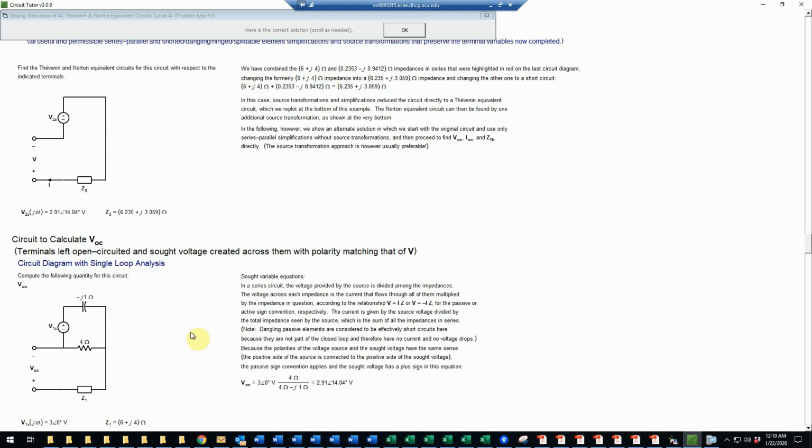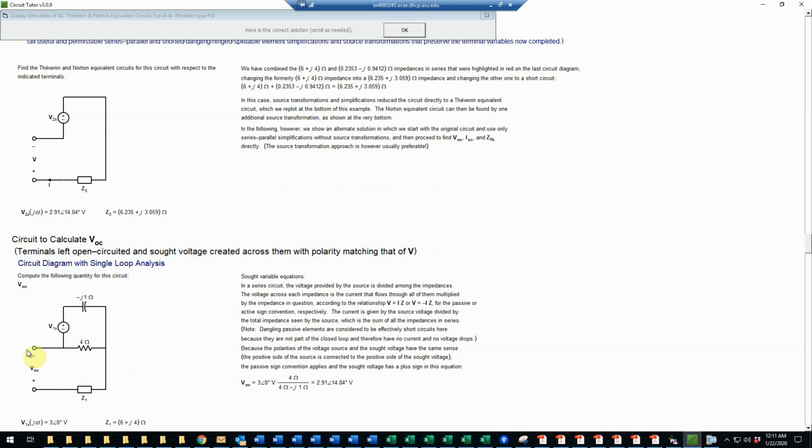Now, if you wanted to take an alternate approach, you could find VOC by replacing the terminals here with an open circuit voltage, which is now a variable across those terminals. And in this case, if you look at the circuit, there's no current that can actually exist here in Z1 because it's dangling. It's not connected to anything out here. So therefore, the only current is going to exist in this loop here. And therefore, that's really just a voltage divider, if you think about it, a single voltage source in series with 2 impedances. So we can use the voltage divider formula directly here with the value of the source, the 3 angle 0, and then we take the impedance of interest, whose voltage we want to know, the 4 ohm, divided by the sum of those two.